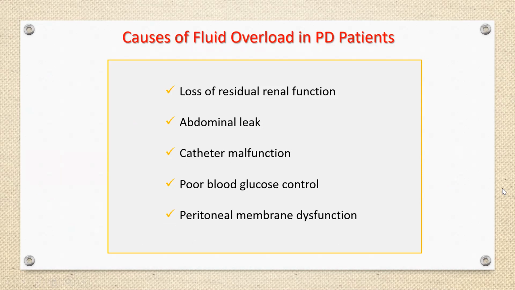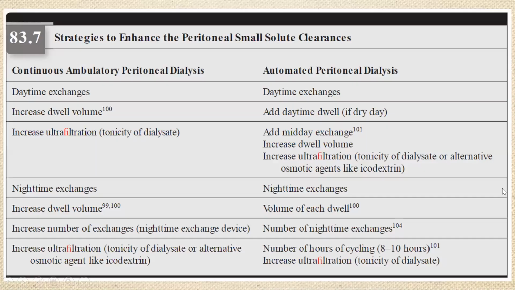So these are the various strategies to enhance the peritoneal clearance in CAPD and automated peritoneal dialysis. Daytime exchanges: increase the dwell volume, increase ultrafiltration. Nighttime exchange: increase the dwell volume, increase the number of exchanges with a nighttime exchange device, and increase the ultrafiltration, like tonicity of the dialysate or an alternative osmotic agent like icodextrin.